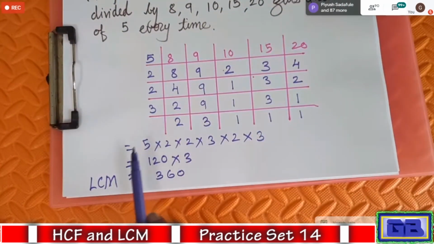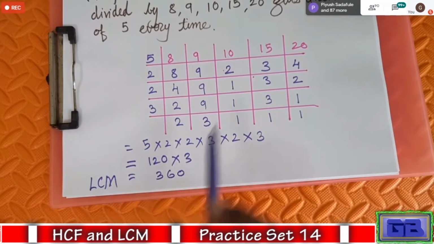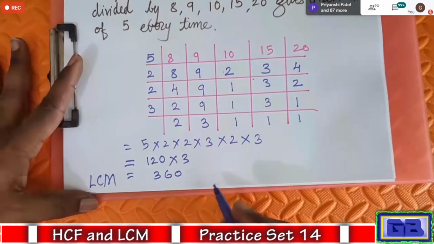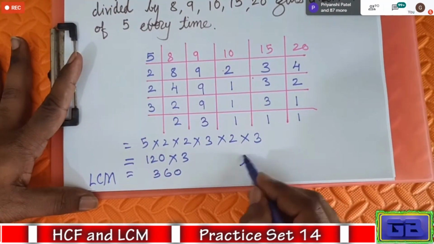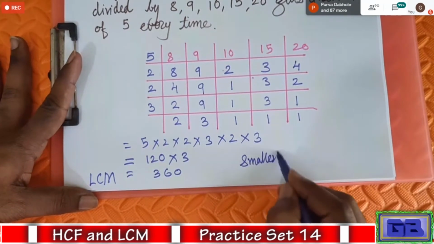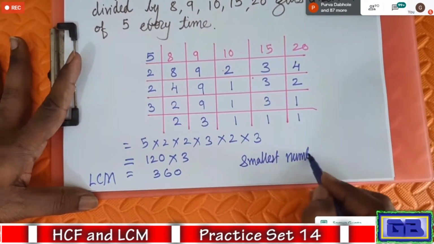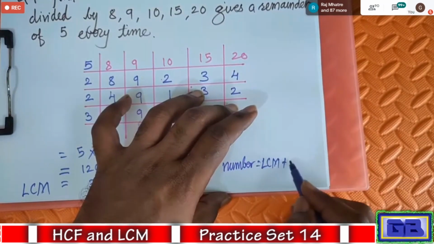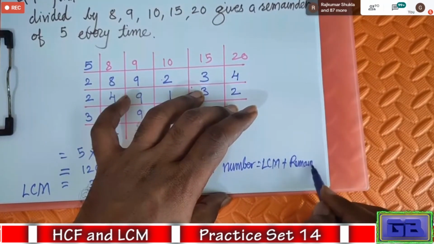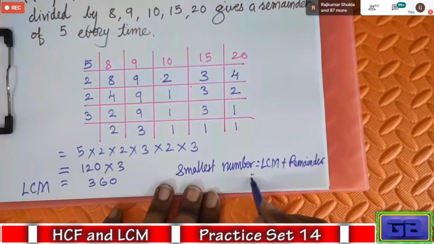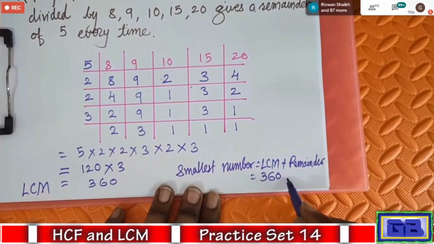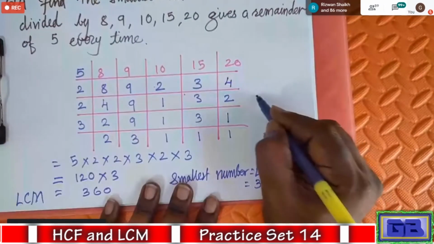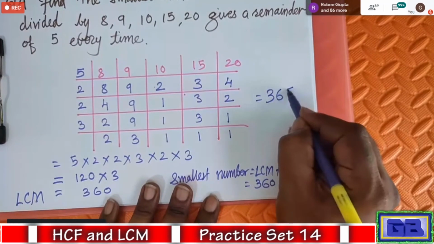Now 360 is LCM. We have to add this remainder 5. So smallest number equals LCM plus remainder, 360 plus 5. I will write here answer. Given answer is 365.